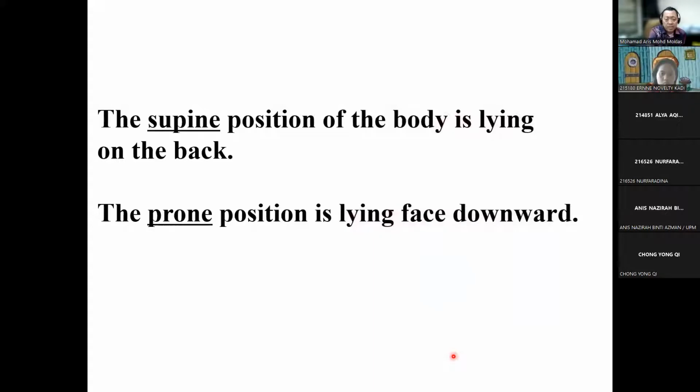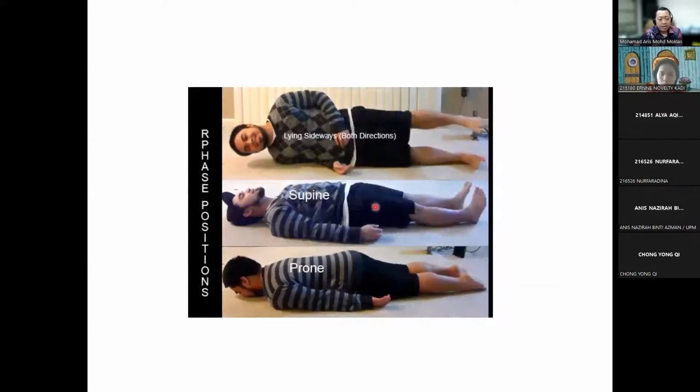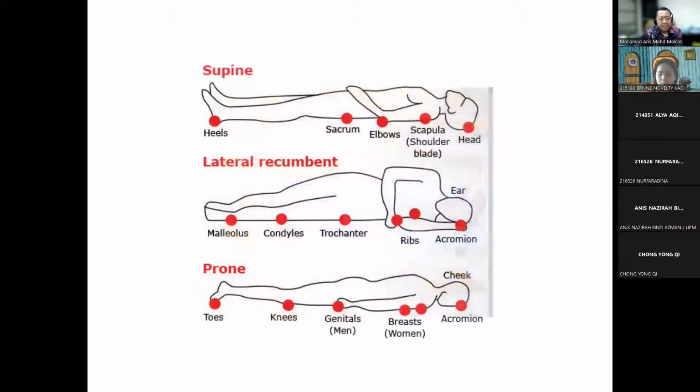All right, the supine position of the body is lying on the back, and prone position is lying face downward. So here is your supine position, and this is the prone position. These are the structures that will be attached to the floor in supine and also in prone position. Don't worry, it's just for your added knowledge.